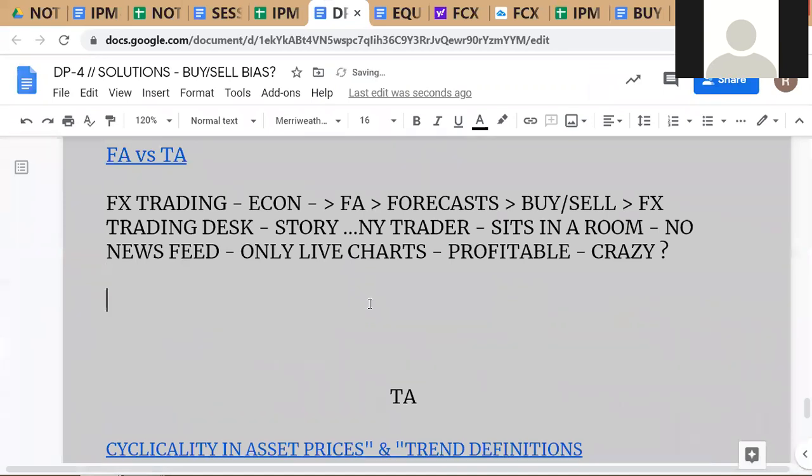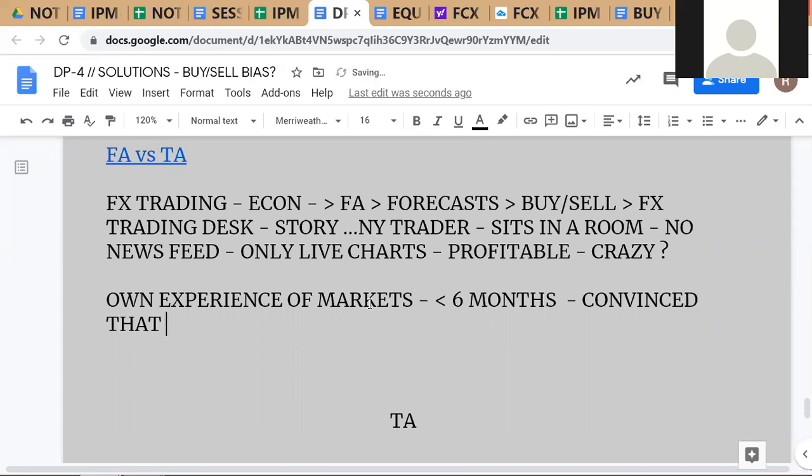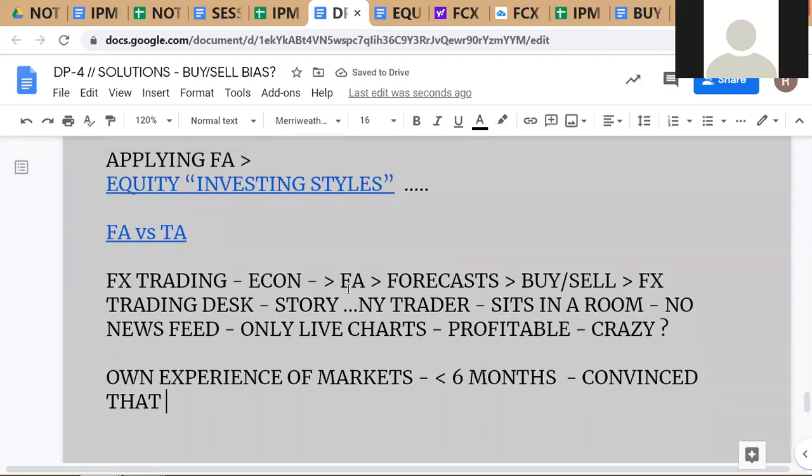Okay, but in fact, what happened is that my own experience of markets, within less than 6 months of seeing actual live markets, convinces me that, I am convinced that markets are not rational.